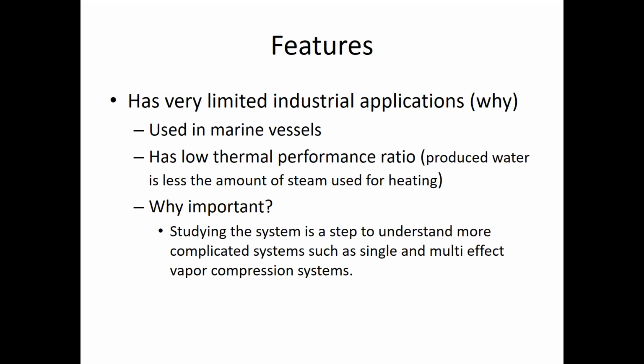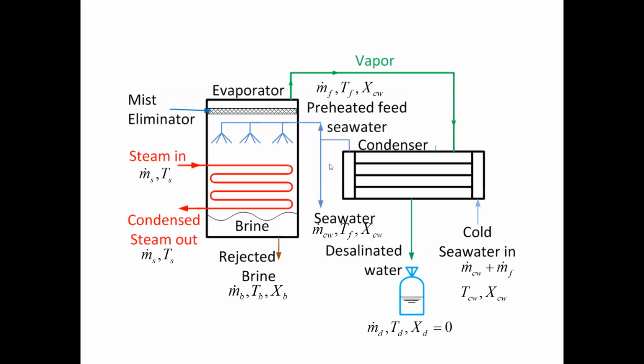They have a low performance ratio. That's right. Why are they important? As I mentioned a while ago, this is going to be the entry for us to understand the multi-effect and then the multi-stage flash desalination systems. This is a schematic of the system. We are basically talking about two major components. One of them is what we call the evaporator. The other one is the condenser.